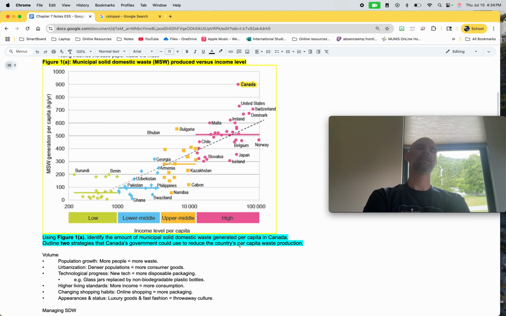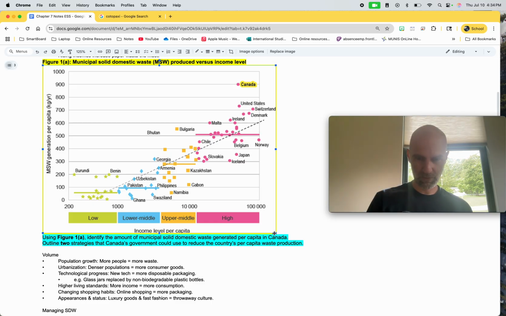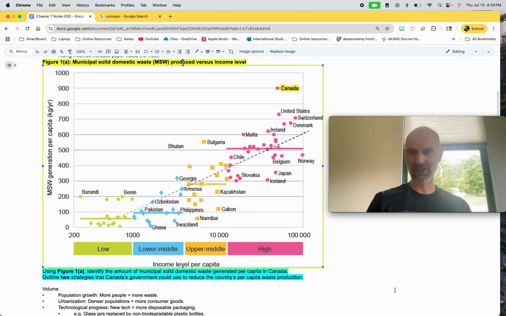Municipal solid domestic waste, MSW, produced versus income levels. Let's see if I can make that a little bigger for you. Yeah, just like that. So, question. Identify the amount of municipal solid domestic waste generated per capita in Canada. Canada, right here, the highlighted one. Follow that line across. 900 kilograms per year.